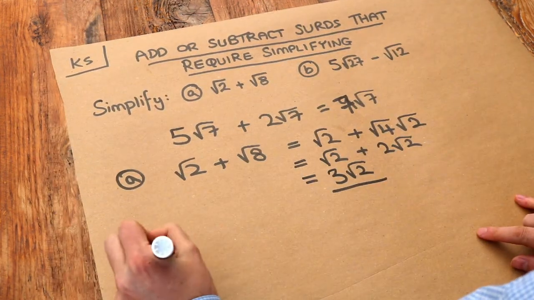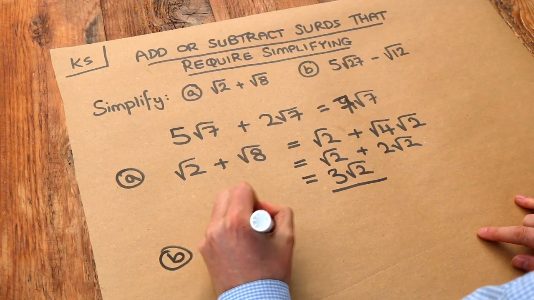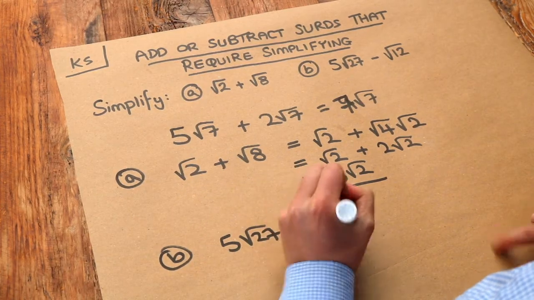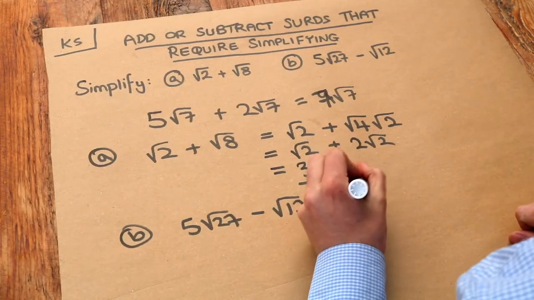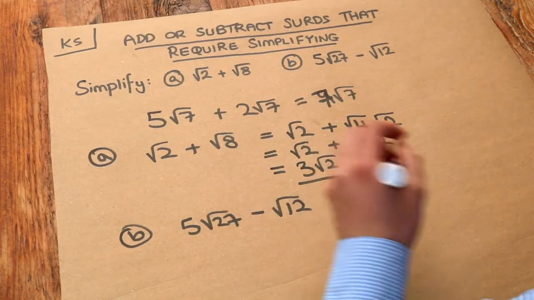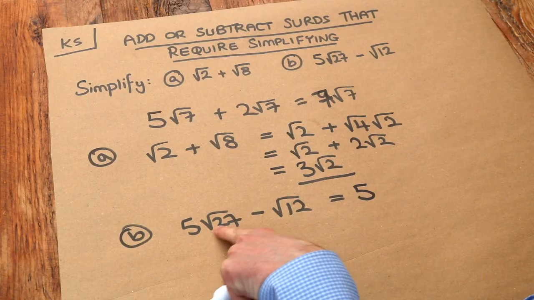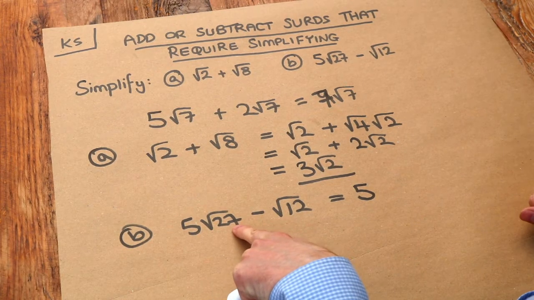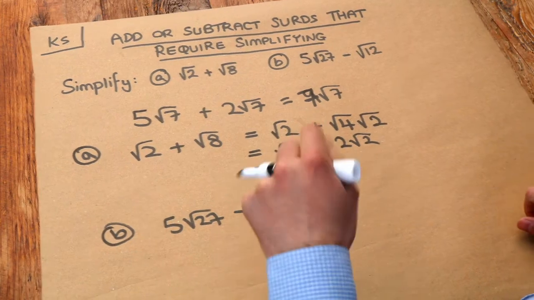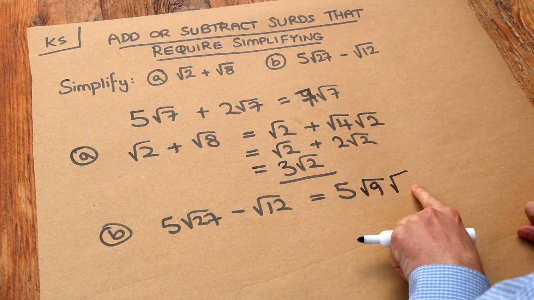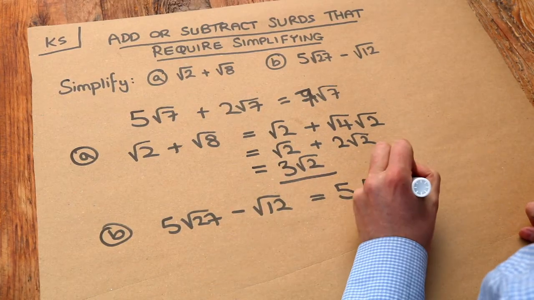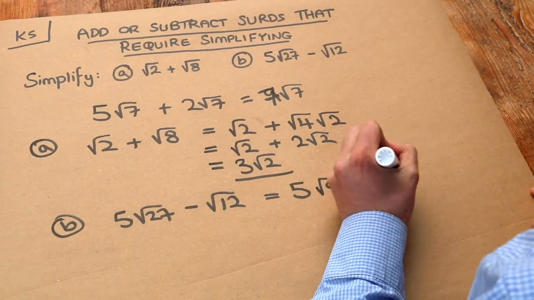What about the second one? 5 root 27 minus root 12. We're going to have to simplify both of them this time. So we've got the 5, so we just write the 5 as before. And then as always, to simplify a surd, we find the biggest square number that goes into this number. What's the biggest square factor of 27? Well, it's 9. So we write root 9 and then root, well, 9 times what is 27? It's 3.